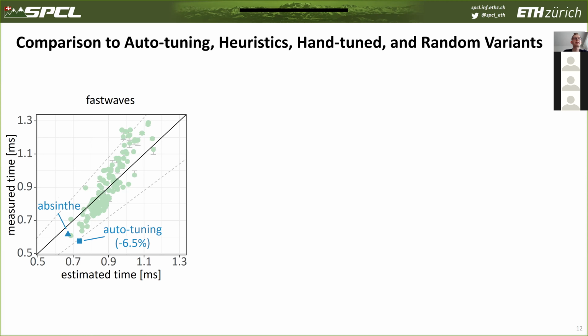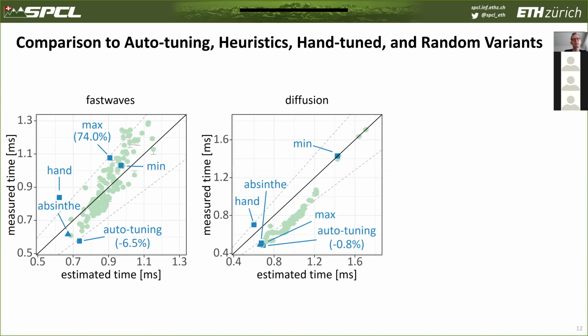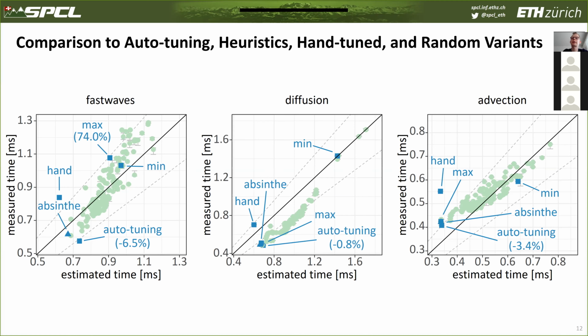Auto-tuning finds a slightly better solution. So this is the same result I showed you at the beginning already. And just for comparison, these are the min and max fusion strategies, so fusing all the stencils or not fusing stencils. So they're quite suboptimal in this case. And we also show a hand-tuned implementation variant. For diffusion and advection, we get relatively similar results. So we are always in the range of 10% from auto-tuned results, which is pretty decent.